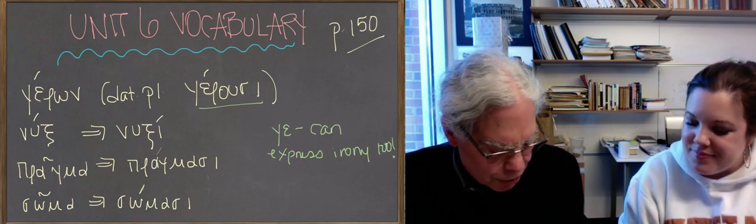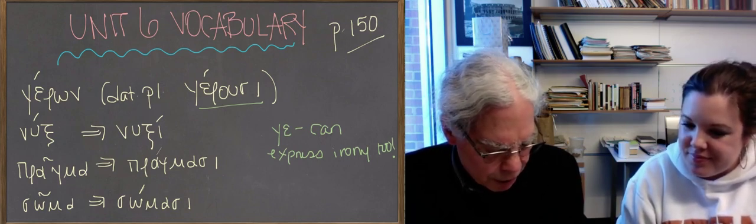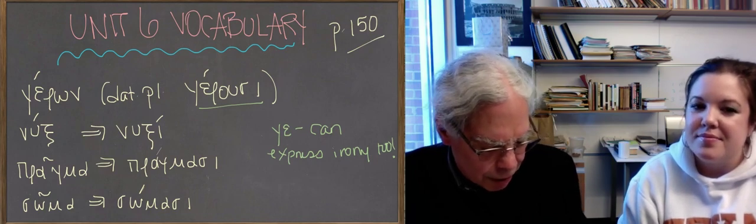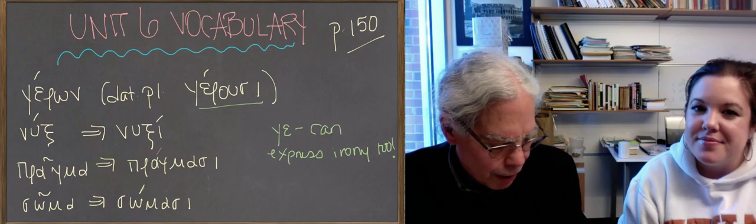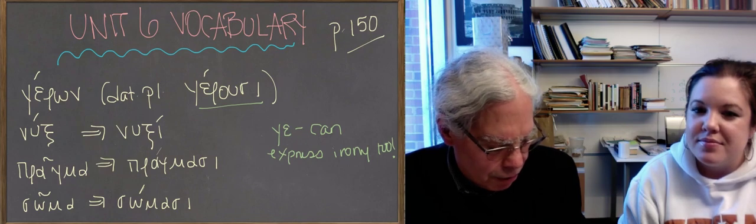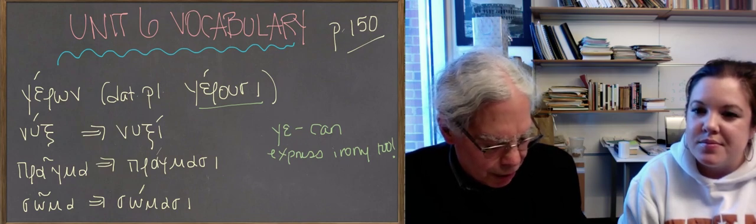Soma, somatos means a body, a physical body. It can be a corpse too. We have somatic as a derivative of this in English, stuff like that.